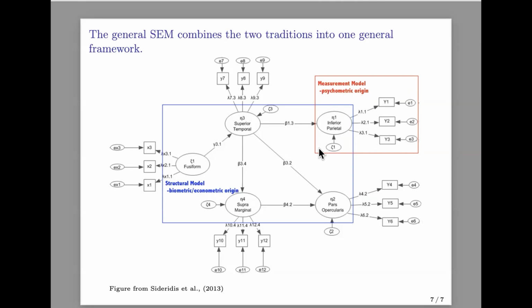On the other hand, the structural model is indicated by the blue box over here. It describes a complex relationship among the different underlying constructs. And this part of the model comes from the biometric or econometric origin.